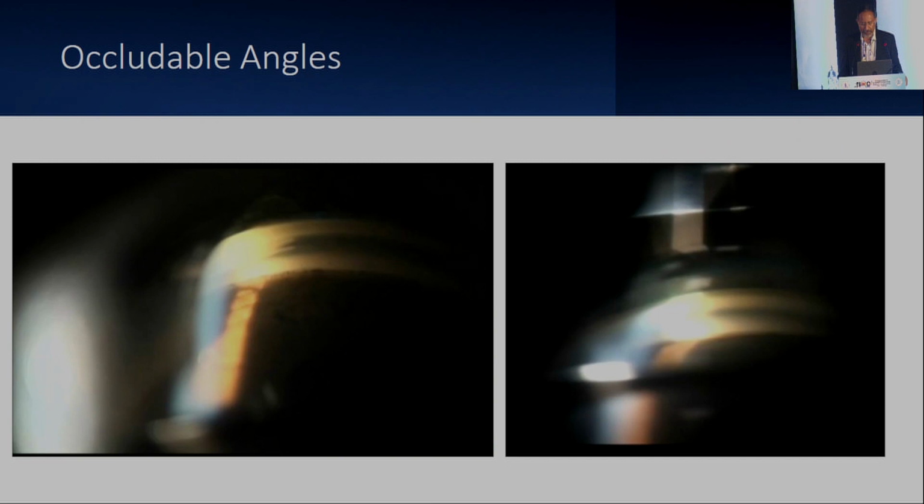So what is an occludable angle? When you cannot see the trabecular meshwork in 3 or 4 quadrants in primary gaze, you call it an occludable angle.